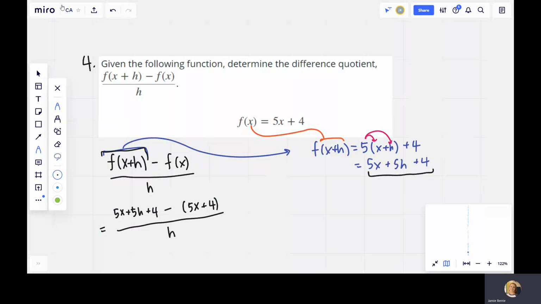All right, so all I did there was take f of x and replace it with what they told me f of x was, which was 5x plus 4. So they told me what f of x was. Whoops, I didn't mean to delete that f. There we go.